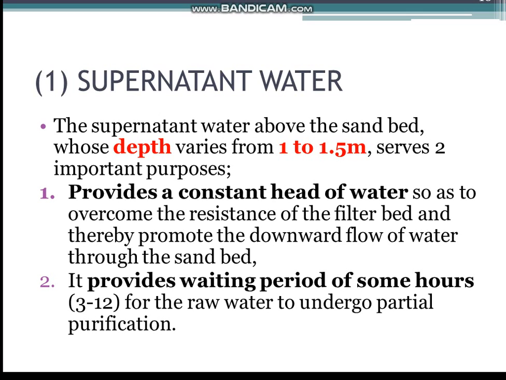First, supernatant water. The supernatant water above the sand bed, whose depth varies from 1 to 1.5 meters, serves two important purposes. First, it provides a constant head of water so as to overcome the resistance of the filter bed and thereby promote the downward flow of water through the sand bed. Secondly, it provides a waiting period of some hours, approximately 3 to 12, for the raw water to undergo partial purification by sedimentation, oxidation and particle agglomeration. The level of supernatant water is always kept constant.